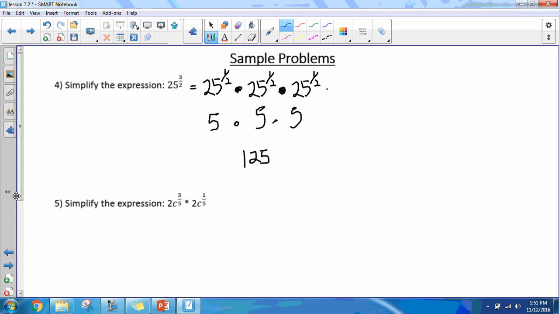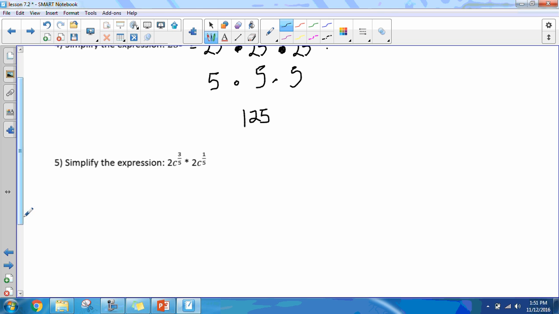Here we have the expression 2c to the 3/5 power times 2c to the 1/5 power. Again, I can take my numbers, multiply those out. Here I have c to the 3/5 power times c to the 1/5 power. Since they both have the same base, all I have to do is add the exponents. So my base will be c, and I have c to the 4/5 power.